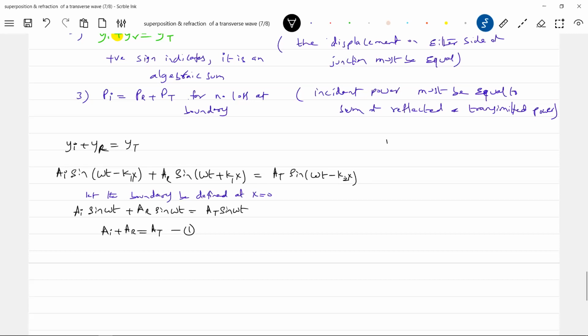Then what is the next equation? Incident power is equal to reflected plus transmitted. What is the incident power formula? Mu 1 S omega square AI square V1 by 2. Am I right? The reflected wave will be in the first medium only, so mu 1 omega square AR square V1 by 2.